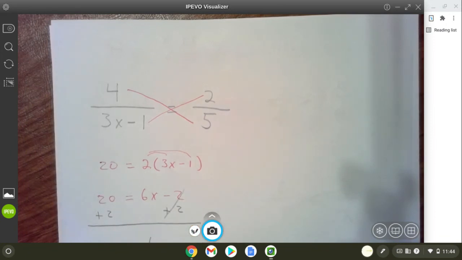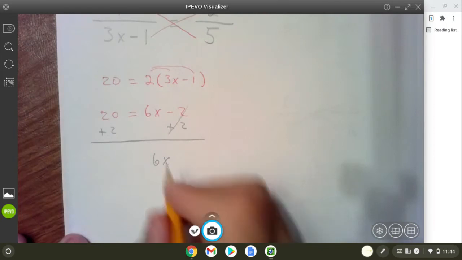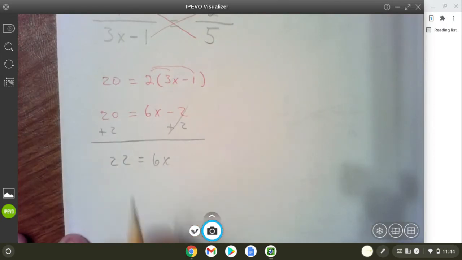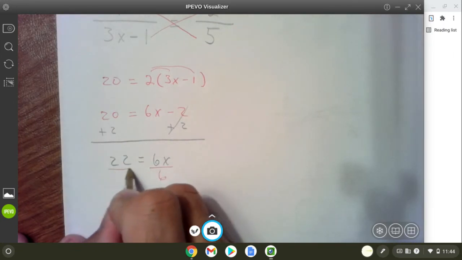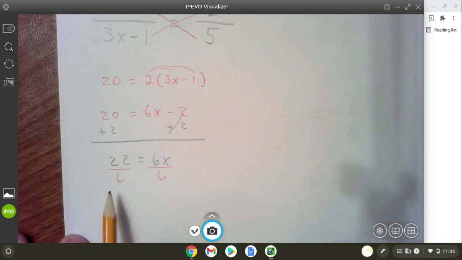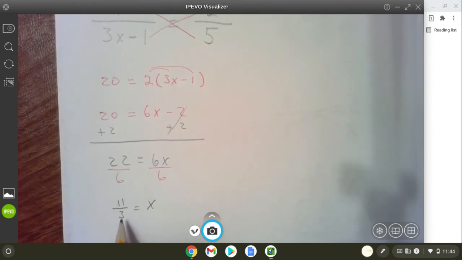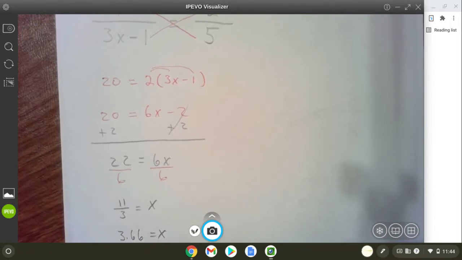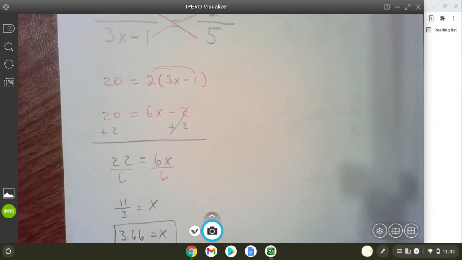2's cancel. You get 6x is equal to 22. And then we'll divide both sides by 6. So this would be our answer. If I simplify that down, it's going to be 11 over 3. And then as a decimal, I guess, 11 divided by 3, that's going to be 3.66. So you can put either answer here. It's fine with me. All right. And that's all there is to it.